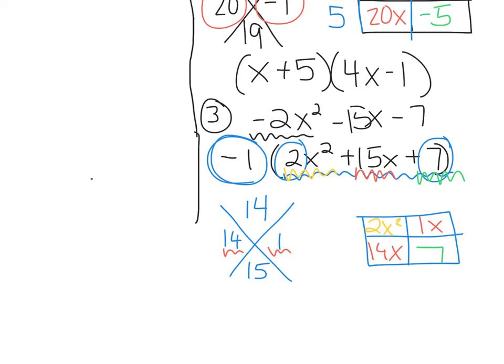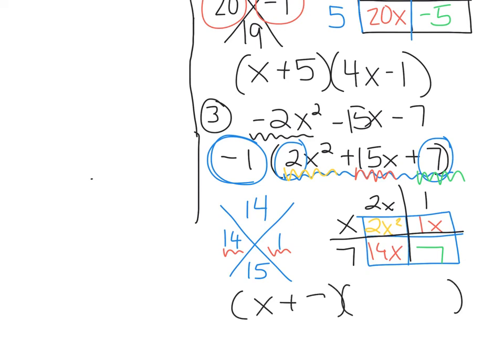Now I'll do the GCFs. So my first row, 2x squared and 1x will just be x. 14x and 7 will be 7. First column, I'll have 2x, and here I should have 1. So my final answer in factored form is x plus 7, 2x plus 1.